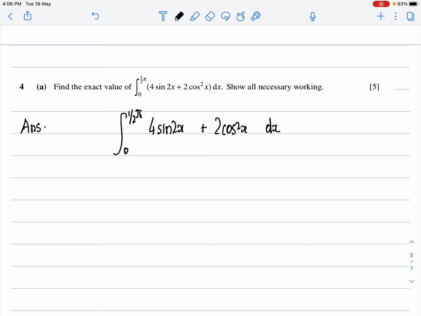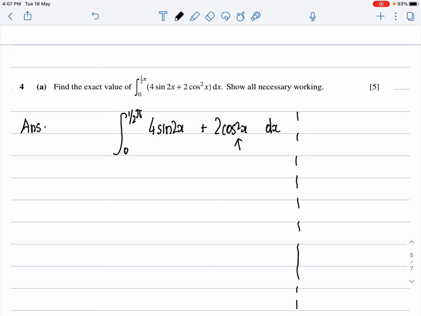This is the fourth question of the paper. As you can see, we need to integrate 4 sine 2x plus 2 cos square x with the limit 0 and half pi. Before we start this question, if you notice, cos square x cannot be integrated directly. It needs to be converted to a form.